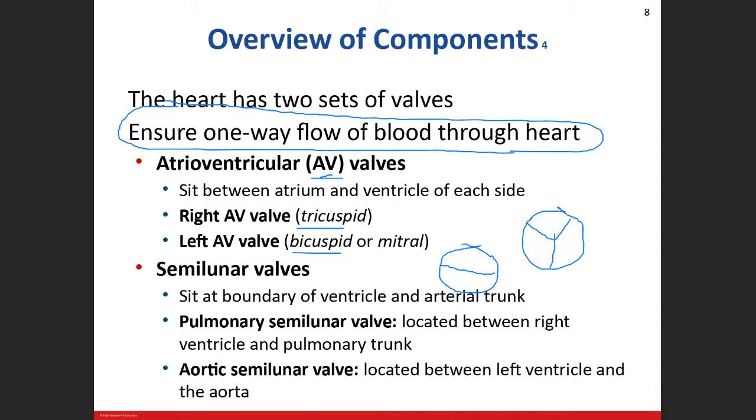Then we have another set of valves that separate the ventricles from their great vessels, and that's these guys, the semilunar valves. The valve that sits between the right ventricle and the pulmonary trunk, we call that the pulmonary semilunar valve. And then the valve that sits in between the left ventricle and the aorta, hence is the aortic semilunar valve. Good so far? Not too bad? Okay, so those are going to be our valves.